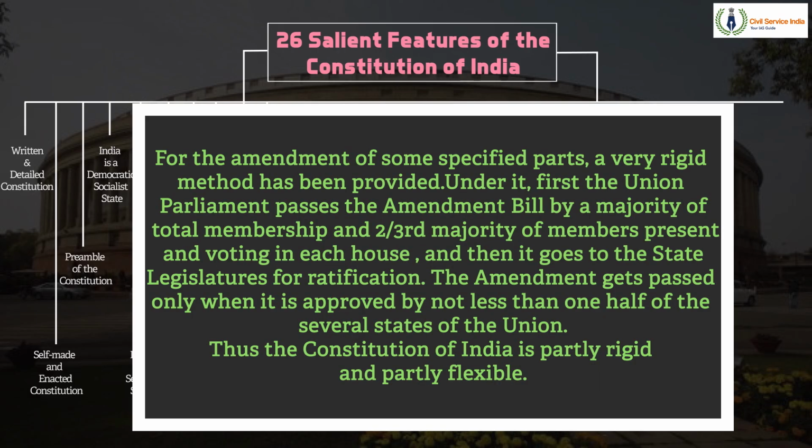For the amendment of some specified parts, a very rigid method has been provided. Under it, first the Union Parliament passes the amendment bill by a majority of total membership and 2/3 majority of members present and voting in each house, and then it goes to the state legislatures for ratification. The amendment gets passed only when it is approved by not less than 1/2 of the several states of the Union. Thus the Constitution of India is partly rigid and partly flexible.